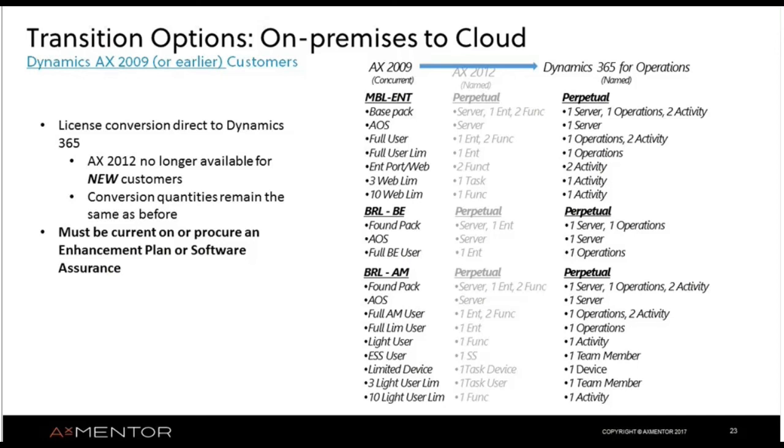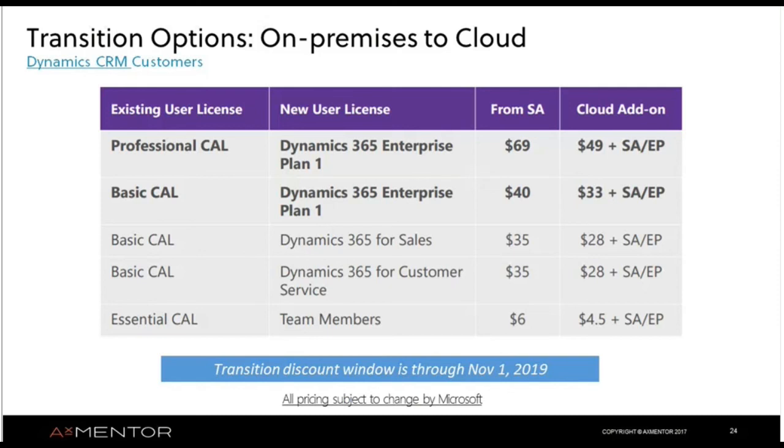Okay, and then finally we have some CRM info. I'm not 100% sure how many CRM folks we have on the call, but I didn't want to leave you out. But this again, similar to what you saw in the previous slides, to the far left is your existing user license, and then directly next to that is what it would equate to in 365, and then what your transition discount from SA and cloud add-on options are. Again, these are only for existing customers. If you are a brand new customer to Microsoft, you would not have an option to do a from SA or a cloud add-on. Okay, let's see. Moving on, we have the same transition window discount, same transition window.